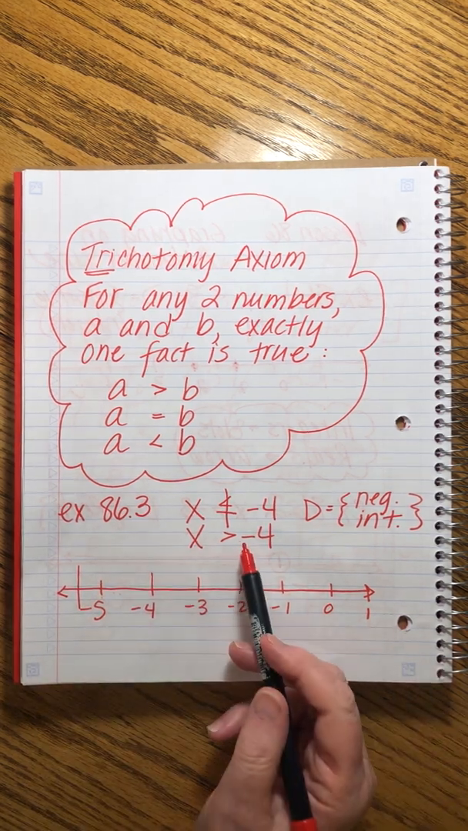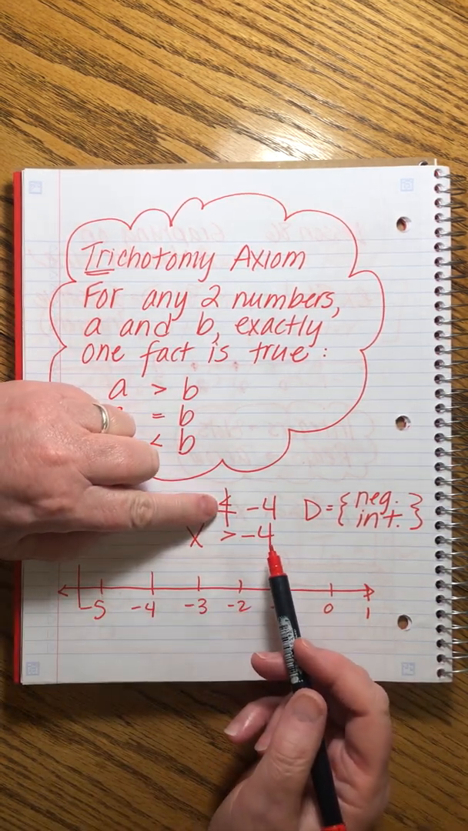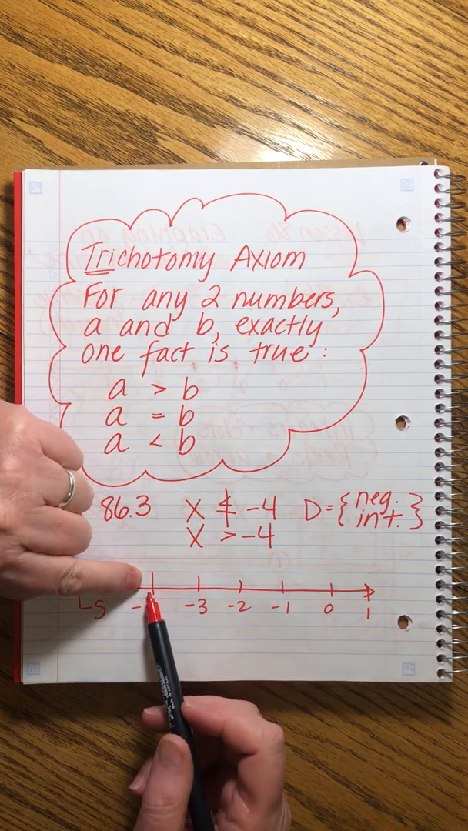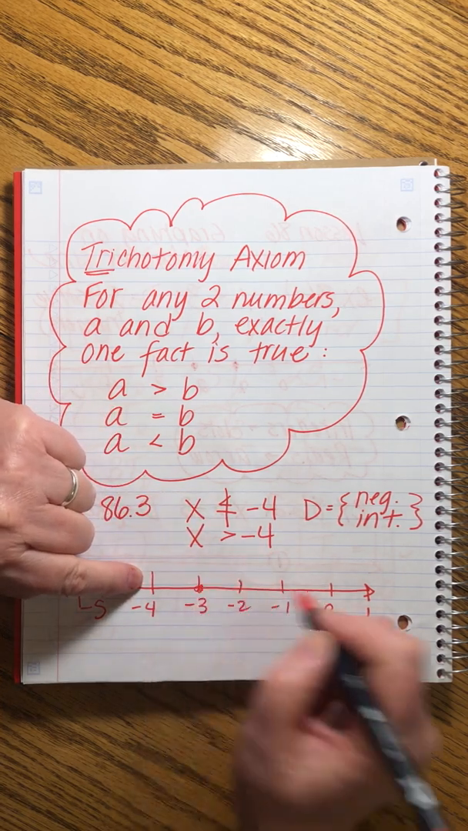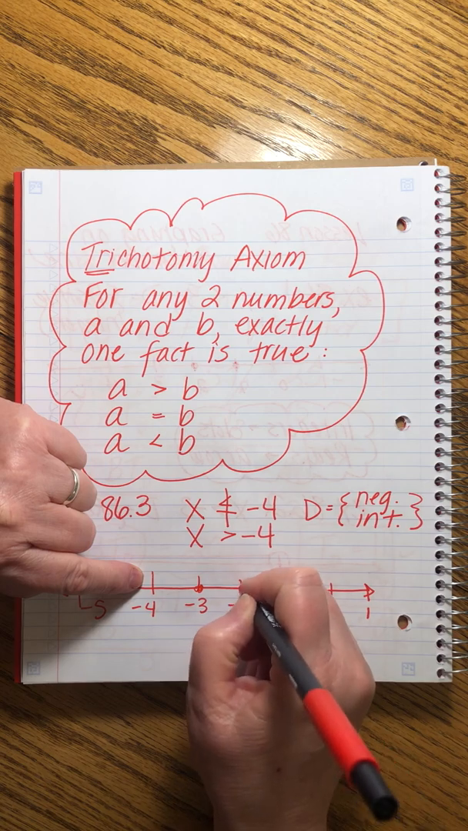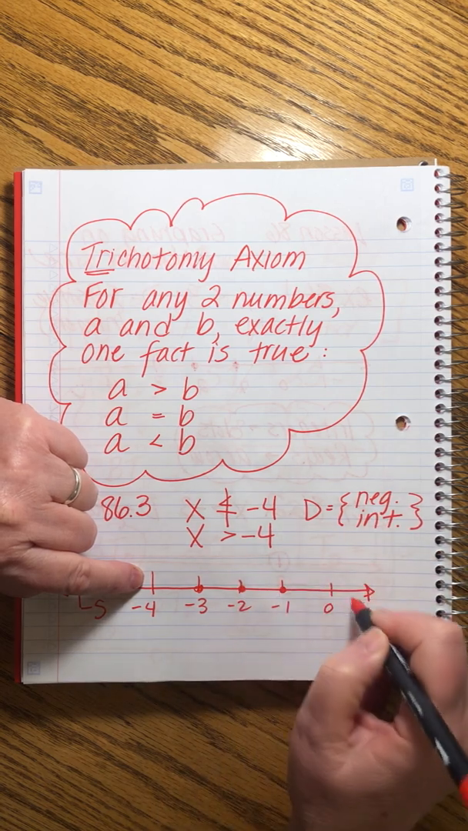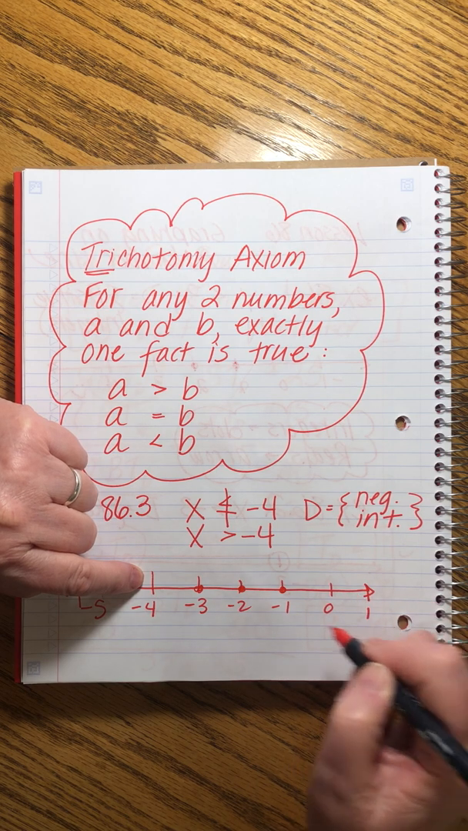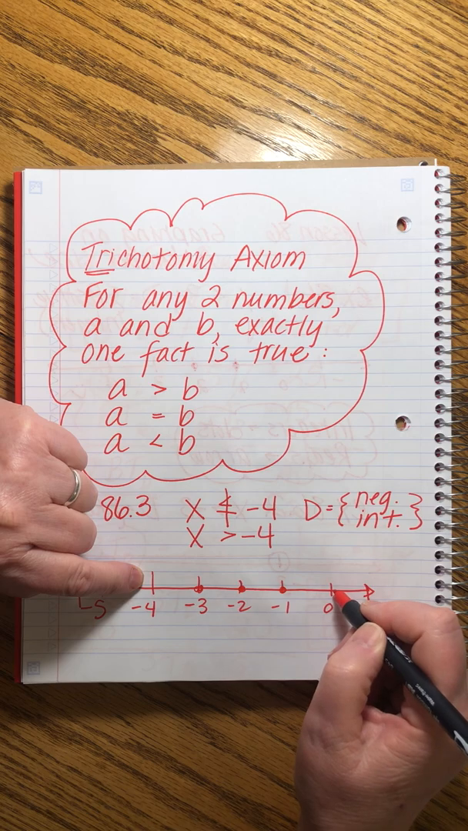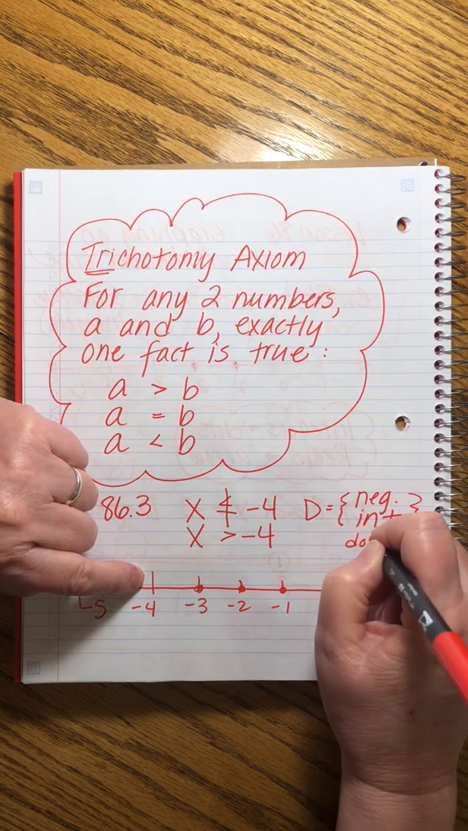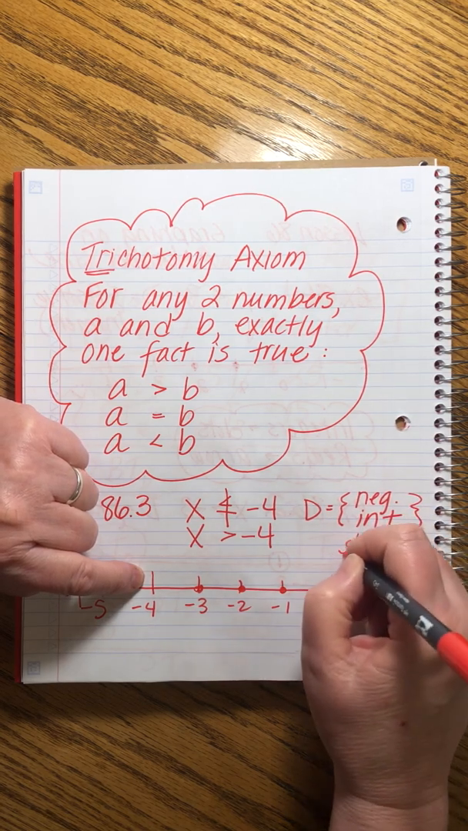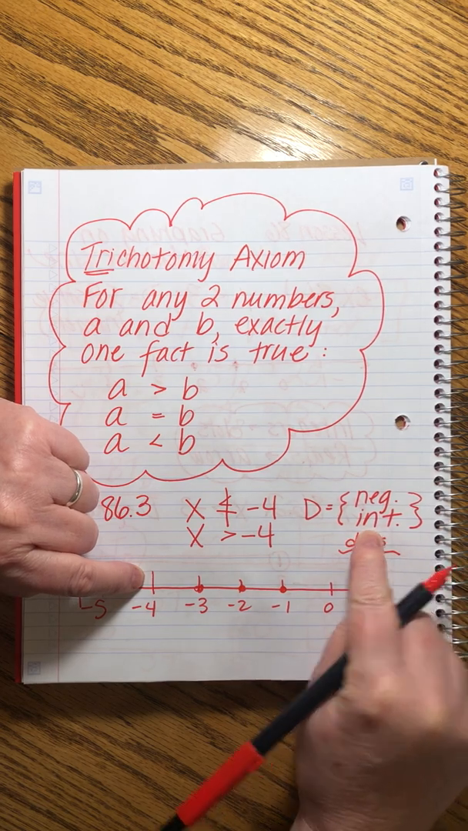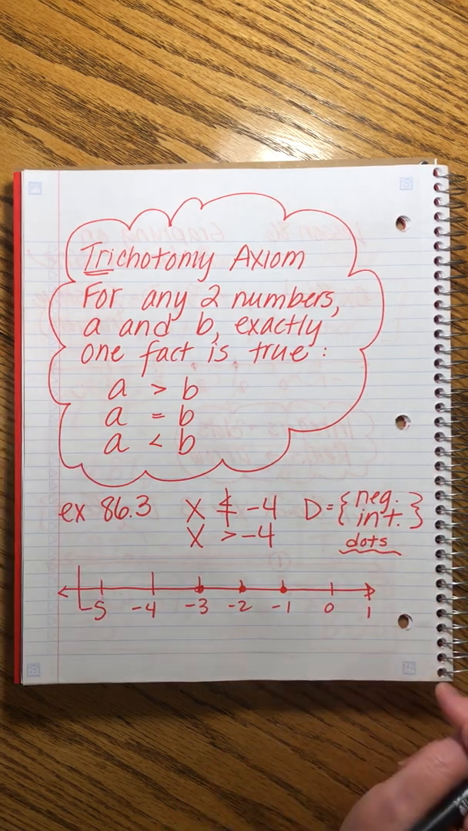It does not include minus 4 because we ruled that out. So that means it could be minus 3, that's a negative integer. Could be minus 2. Could be minus 1, and then we have to stop right here because we know that it can't be 0, because 0 is not negative. And I'm just going to write this here. As soon as we see the word integers in our domain, we know it's dots, not arrows.